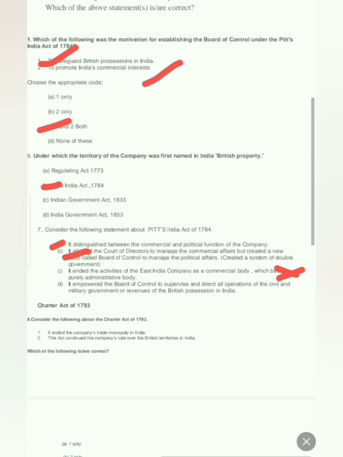It empowered the board of control to supervise and direct all operations of the civil and military government for revenues of the British possessions in India. Correct. So next.